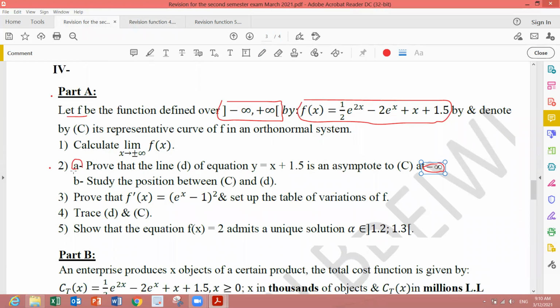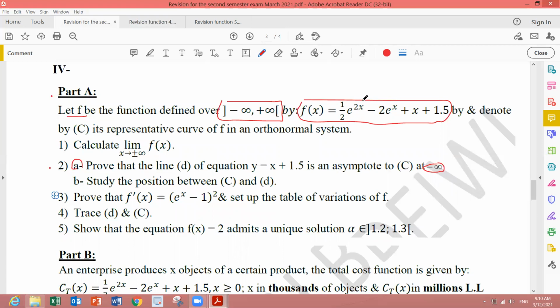Part 3. Show that f prime of x equals (e to the x minus 1) squared and set up the table of variations.